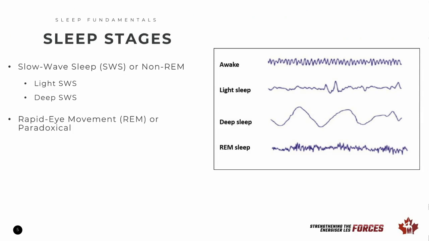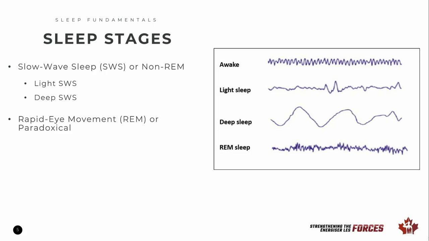Our next part is to look at the sleep stages. So essentially this is divided into two. Slow wave sleep, or SWS, which is also called non-REM sleep, and rapid eye movement, REM sleep, or paradoxical sleep. So first we'll look at the slow wave sleep, which is SWS. This is divided further into light SWS and deep SWS.